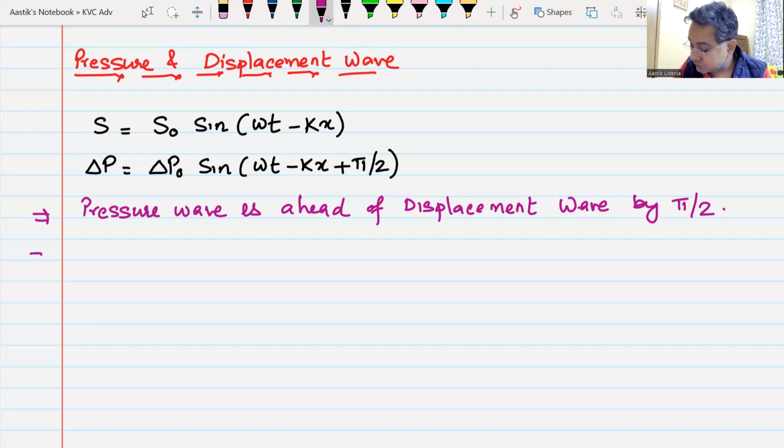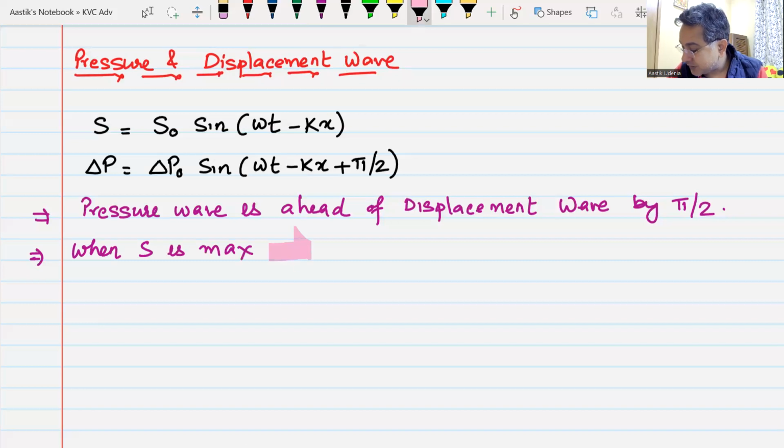So that means when s is maximum, that will imply the difference in pressure is minimum. Remember, we are talking about the difference in pressure. Everyone understand this? Yes or no? Okay, we understand this.